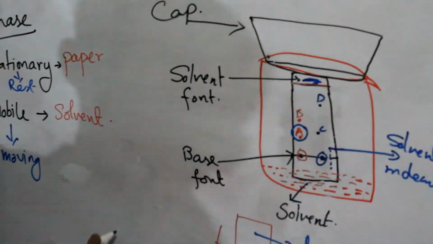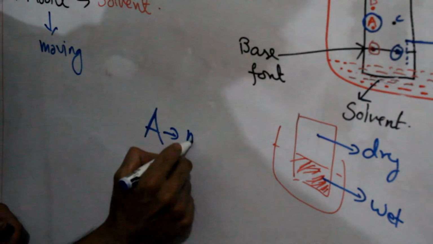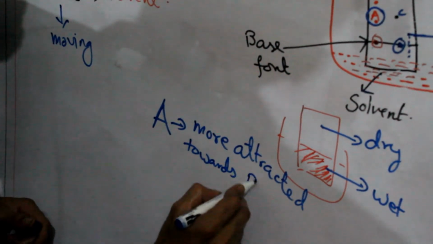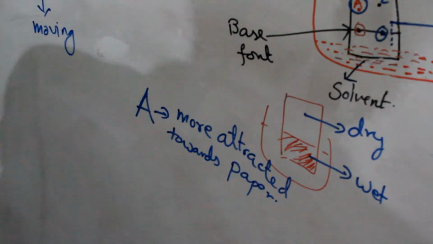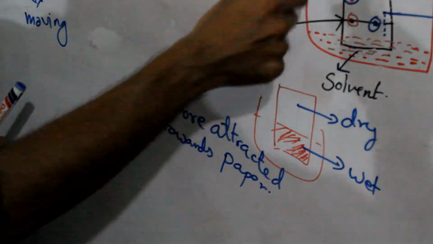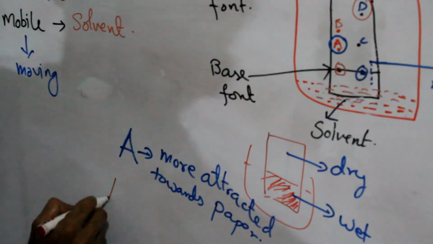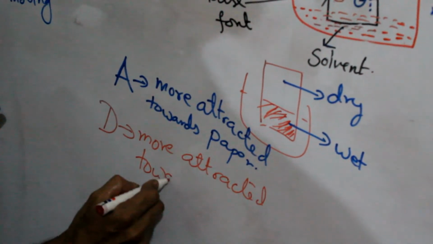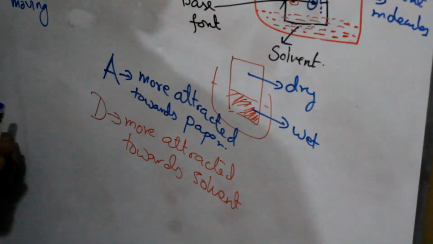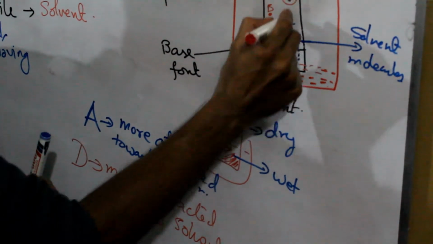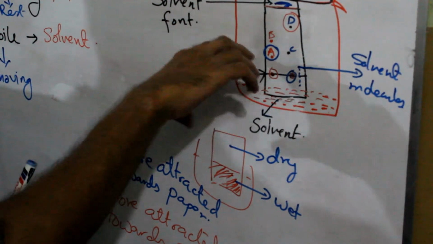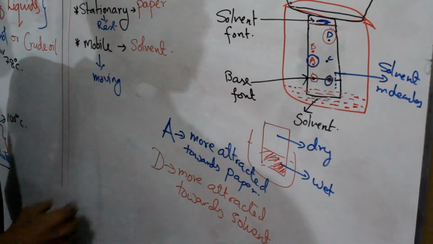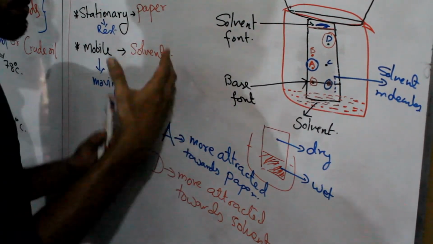So from this example we can say A is more attracted towards the paper, because A hasn't traveled much. But from this example we can say this point D is more attracted towards the solvent. Why? Because look at the distance, the dye was here and it has traveled such a long distance. So remember that the dyes that are higher up are more attracted towards the solvent, and the dyes that are lower down are more attracted towards the paper. Clear? So this is the technology behind paper chromatography.